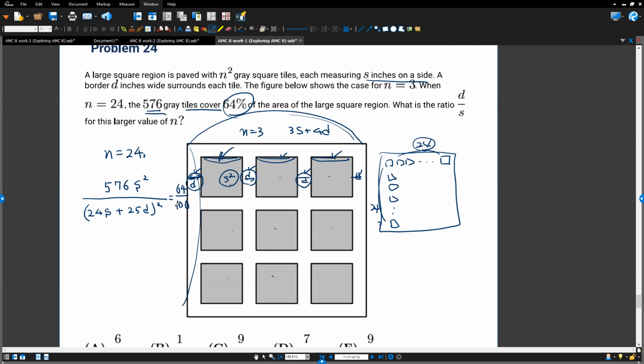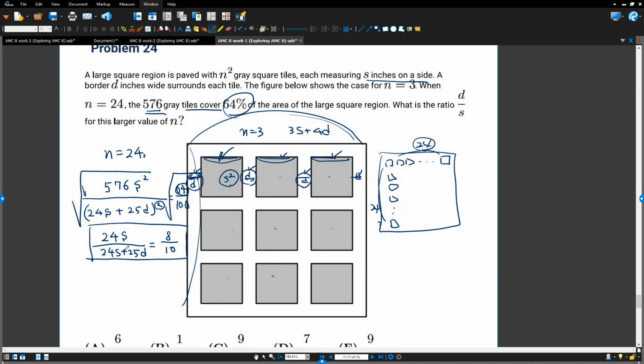I think this is okay. Can you see that 576 is a perfect square, 24 squared? When you take the square root, 576 S squared gives 24S. The bottom of it also is a square, so inside the square root we have 24S plus 25D. That is equal to the square root of 64 over 100. The square root of 64 is 8. The square root of 100 is 10. Oh, that's the equation. Very simple.